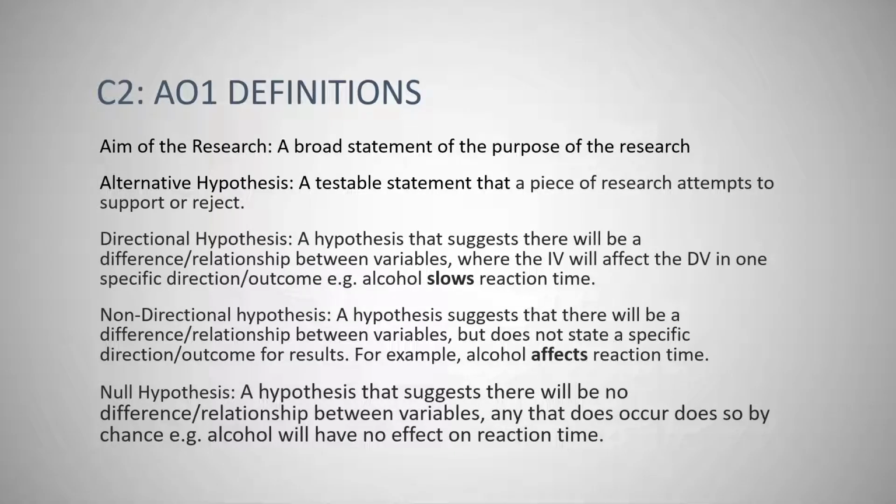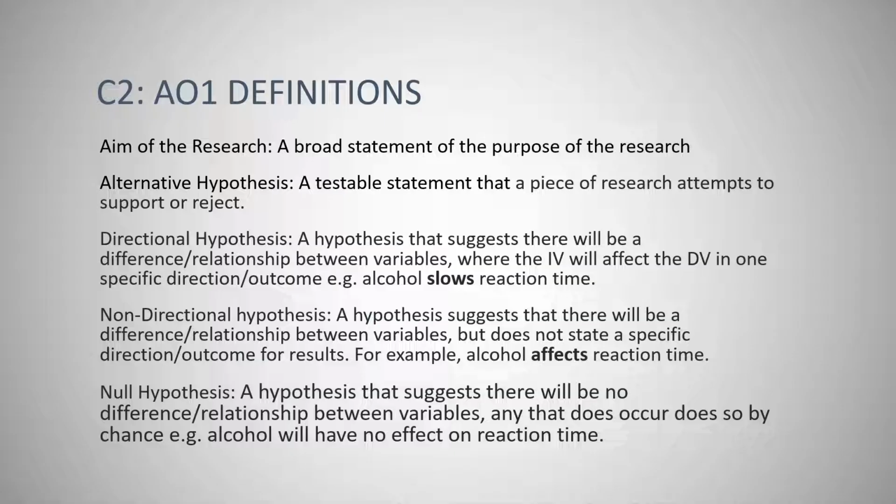An alternative hypothesis is a testable statement that a piece of research attempts to support or reject. A testable statement, etc. These are keywords. Literally, you should be basically copy and pasting this from memory word by word. A directional hypothesis is a hypothesis that suggests that there will be a difference or relationship between variables, where the IV will affect the DV in one specific direction or outcome. So for example, that alcohol slows reaction time.